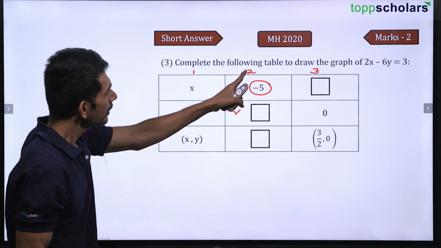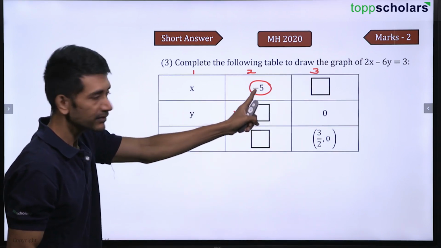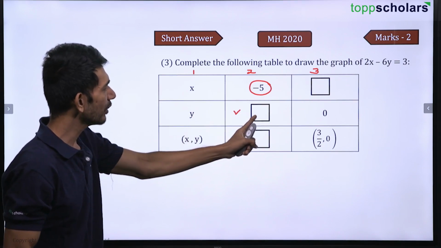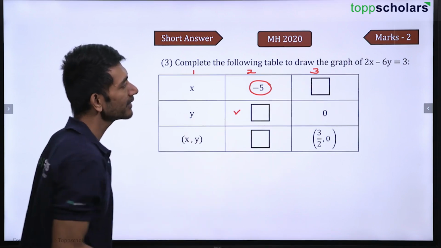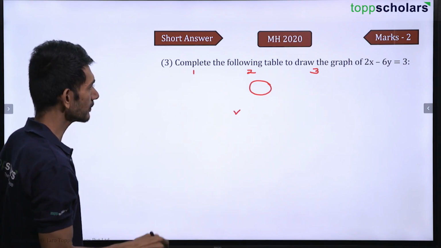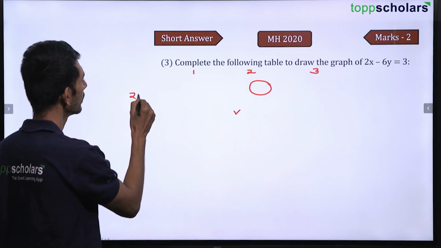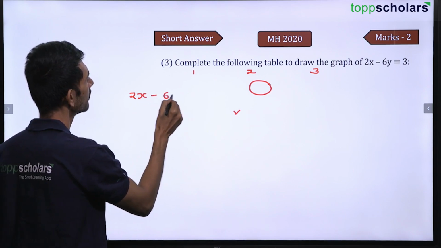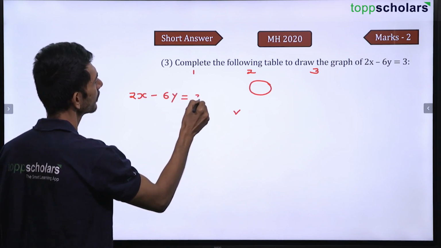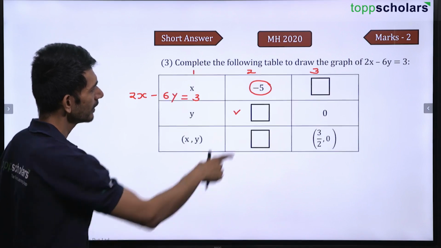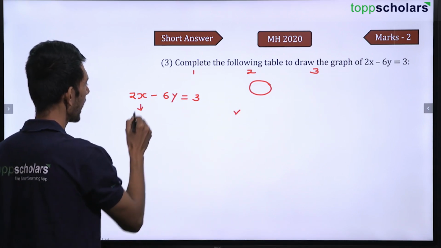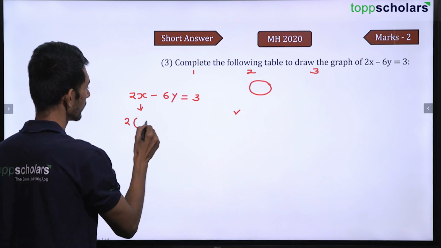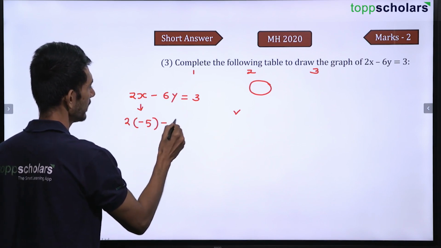Okay. So in the second column, the value of x is minus 5. What is the value of y? We don't know, but we can find out. So there you have 2x minus 6y is equal to 3. And the value of x is minus 5. So instead of x, I put minus 5.